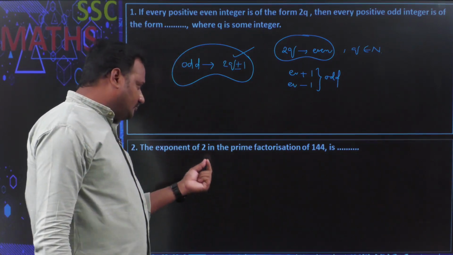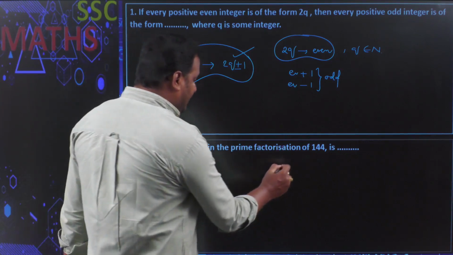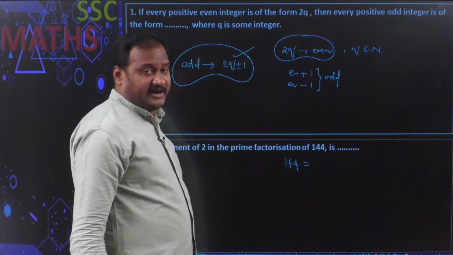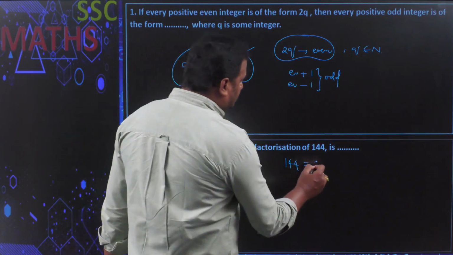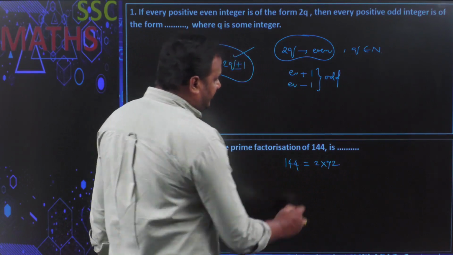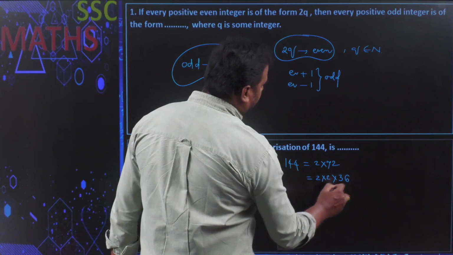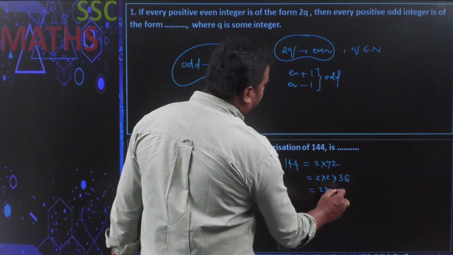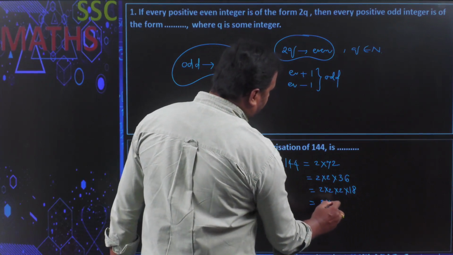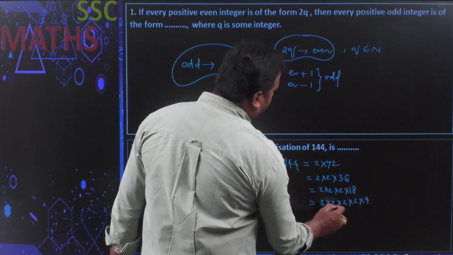The exponent of 2 in the prime factorization of 144. So for that you will have to factorize 144 as the product of primes in a unique way. 2 7s are 14, 2 2s are 4. Okay, and again 2 into 2 into 2 3s are 6, 2 6s are 12. Again 2 into 2 into 2 into 18 is 36. Again 2 into 2 into 2 into 2 into 9. So 1, 2, 3, 4.